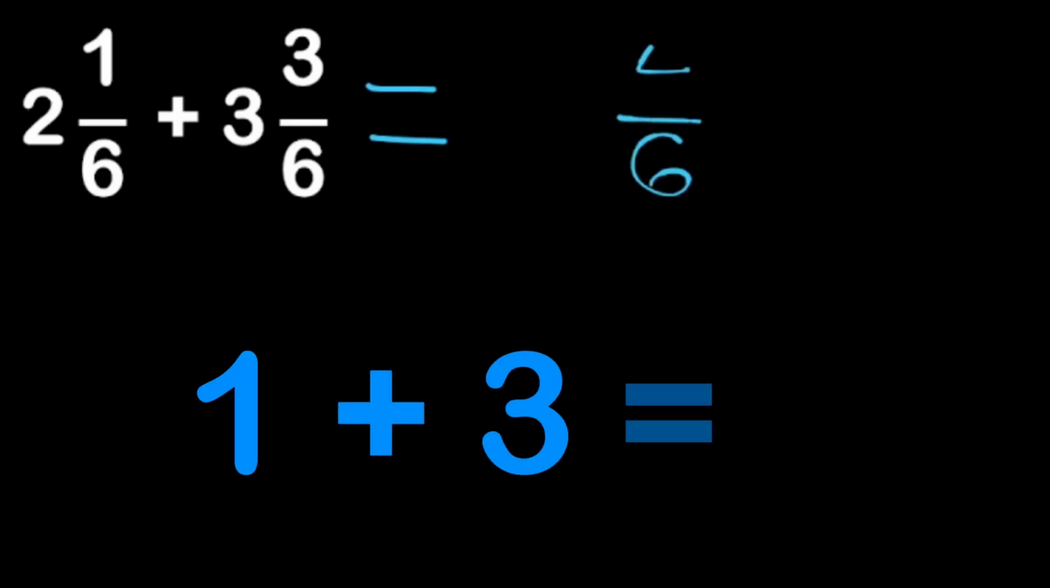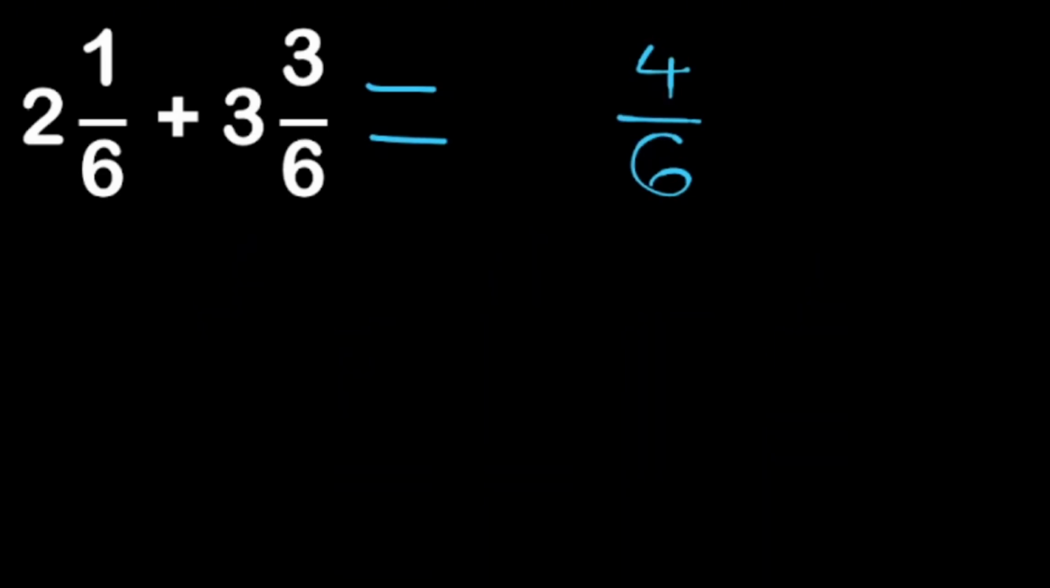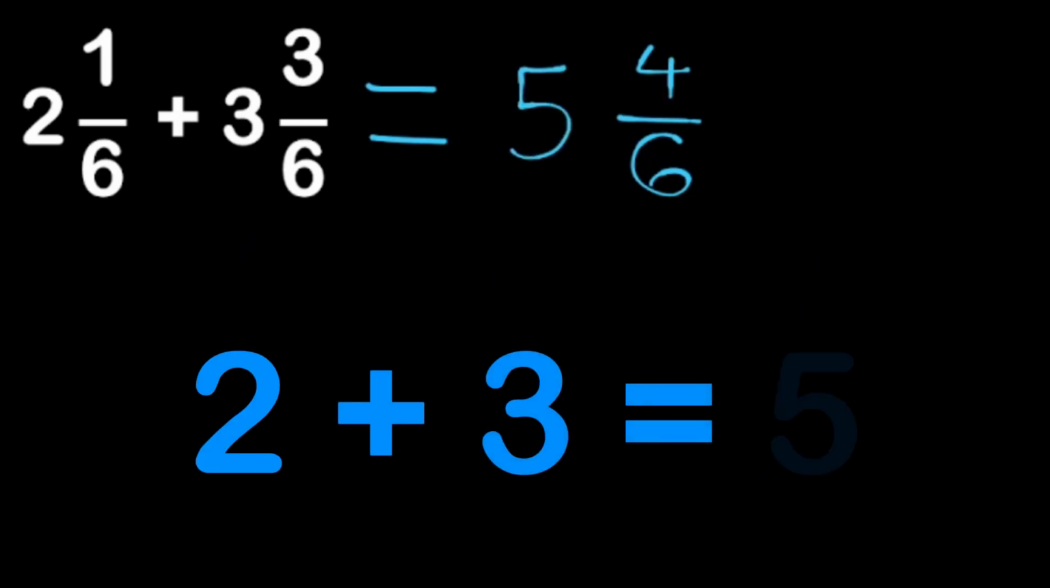Okay, so now we have two mixed fractions we need to add. You can convert them, but I'm not going to do that. I'm not used to doing it that way. So follow the same method. Keep the original denominator, which is 6. Add the numerators. 1 plus 3 is 4. And then add the whole numbers, in this case 2 and 3, which is 5.